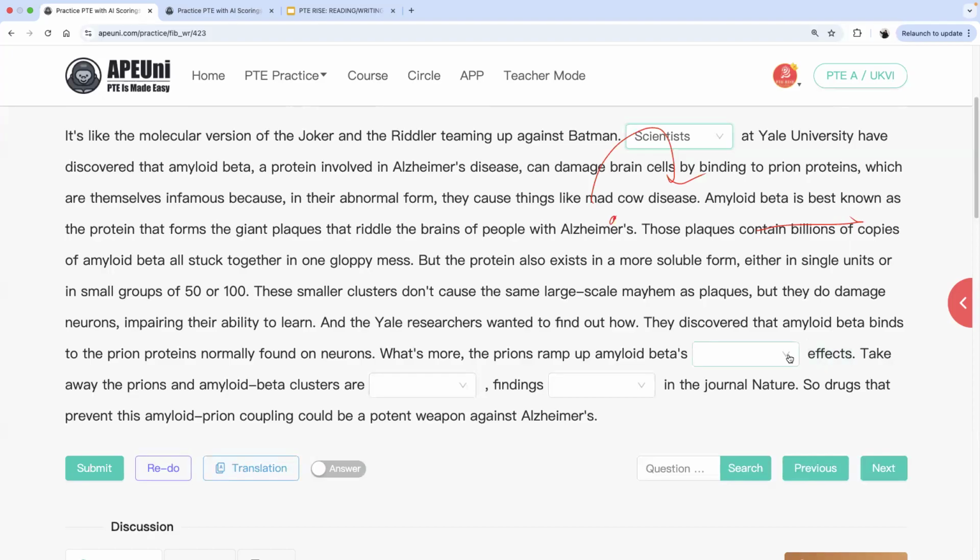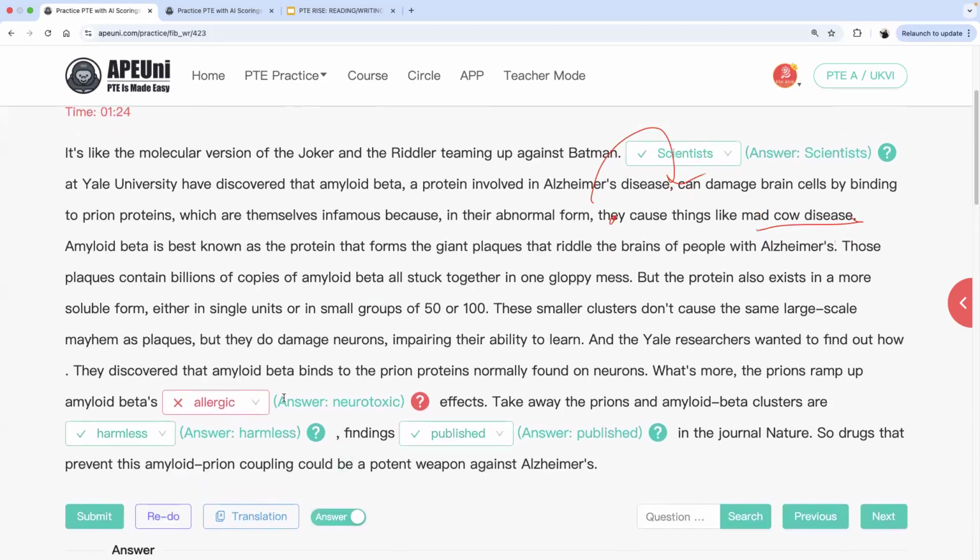Side effects. Is that a word? Have you heard this word? Yes. Adverse effects. And the prions and amyloid beta clusters are dash. Harmless. Okay. Findings dash in the journal. When you do research, what do you do? Published in. Journal is always published. Poor question. I did not like it. Too easy.